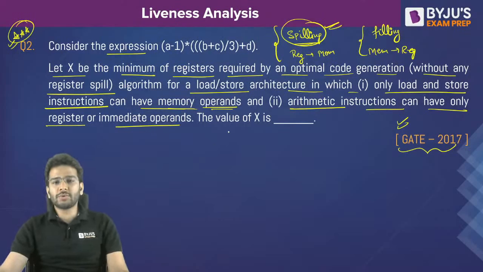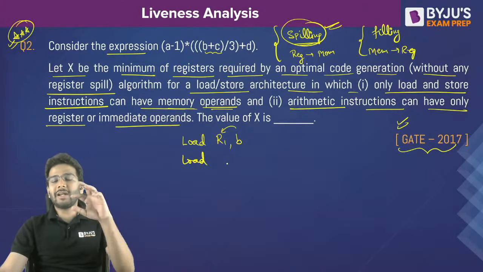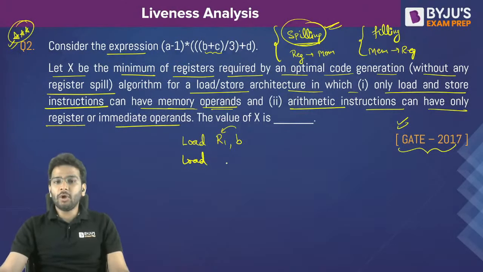Now let's solve this question. First of all, we need to add b plus c. So let's say we first load the value of b. Let's take the R1 register and load the value of b into R1. Clear? Yes, that is correct. Then we need to load the value of c also, then only we can perform the arithmetic operation, because we cannot take the memory operand directly.